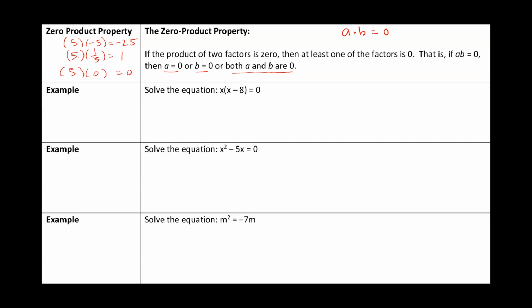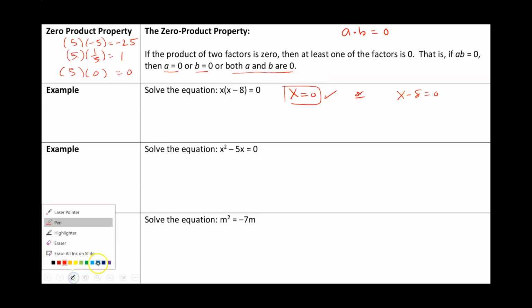So if we have x times x minus 8 equal to 0, then either x has to equal 0 or x minus 8 has to equal 0. Now x equals 0, the x is by itself, that's already solved. In the second case, you want to get the x by itself, so we are going to add 8 to both sides. And if I do that, I get x equals 8.